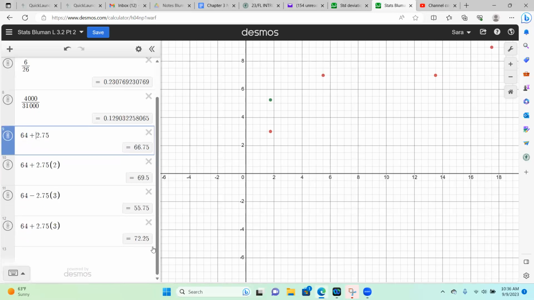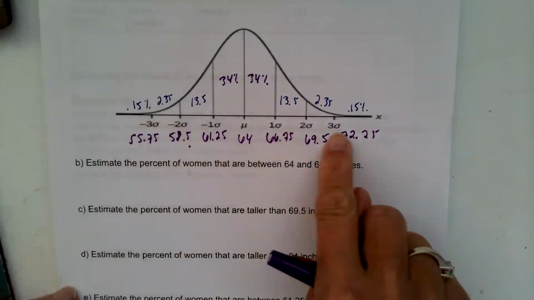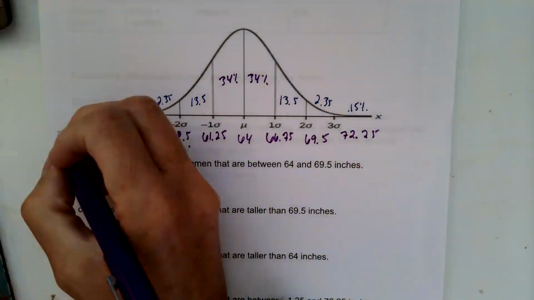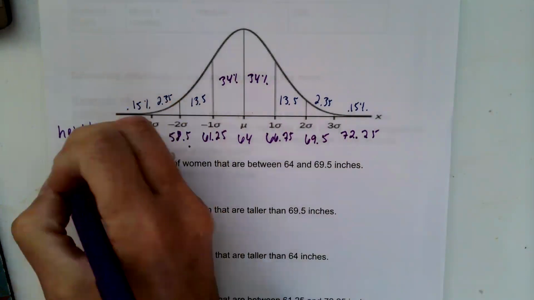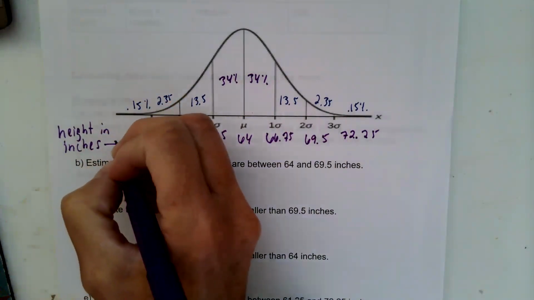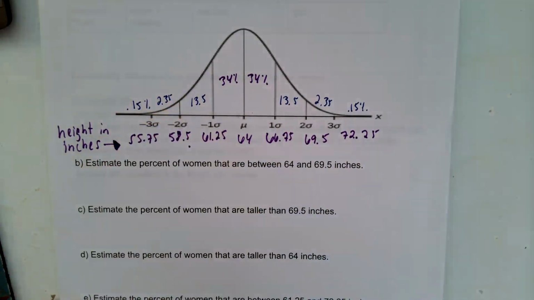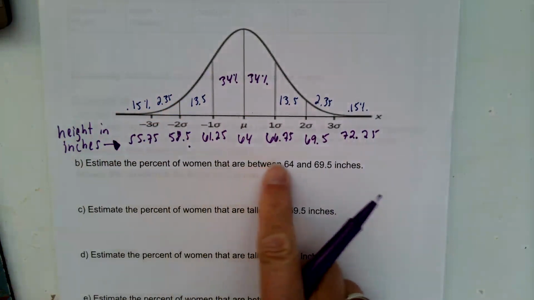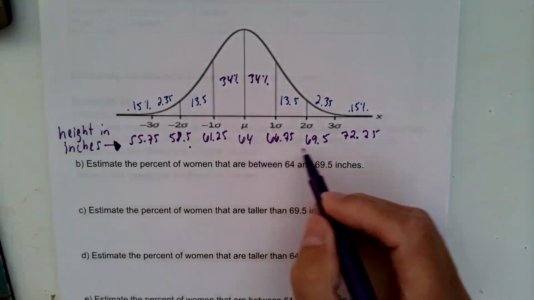So once you get those done, you can go back to your paper, and I'm going to show you what it should look like. So this is what it should look like. These are inches, height in inches. Estimate the percent of women that are between 64 and 69.5 inches. So that would be everyone from here to here.